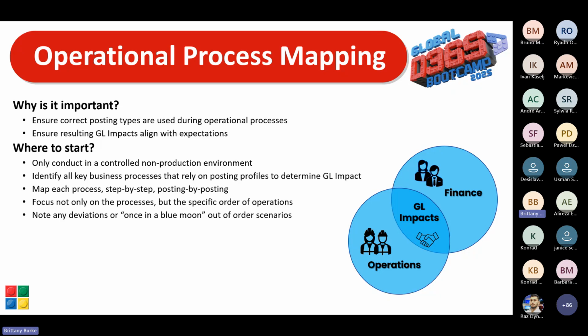And then note any deviations or once-in-a-blue-moon out-of-order scenarios that happen. So maybe occasionally something goes wrong and you know why it happens or how it happens. Make sure you're planning for that.